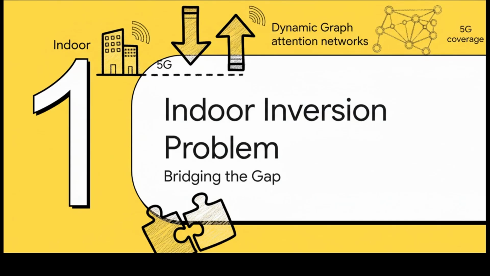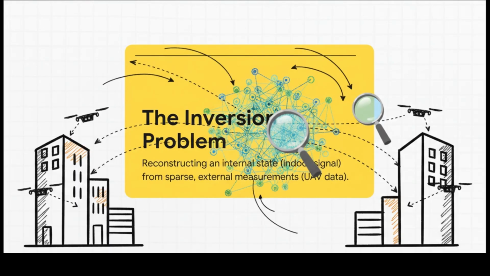The paper calls it the indoor inversion problem, and that's a perfect name for it. It's all about bridging that huge gap between what we can easily measure on the outside and what we desperately need to know on the inside. So what is this inversion problem? Well, in formal terms, it's the challenge of inferring a latent, unobserved internal state, which for us is the detailed 5G coverage map inside a building, using nothing but a limited set of data points collected from the outside. You can see why this is so hard. It's a classic case of trying to understand the whole picture from just a few scattered puzzle pieces.